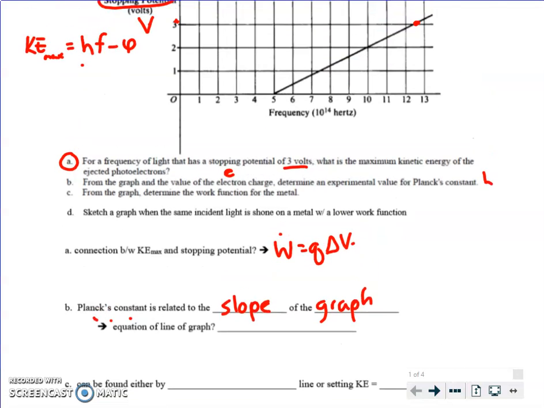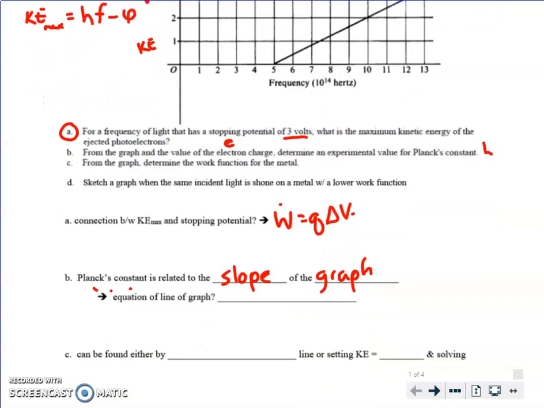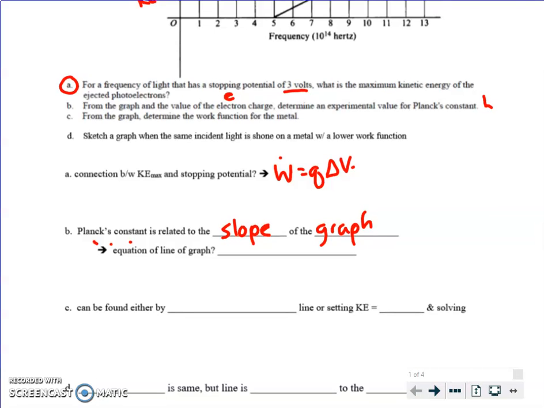Okay, if this was a kinetic energy graph, and this would be the equation of that graph, then we would see that Planck's constant is the slope, and the work function would be the y-intercept. But since we have voltage, it's not so simple. Since we made this connection here, we can say that voltage is equal to some slope times F, and then there is the work function there, but that's not going to come into play.